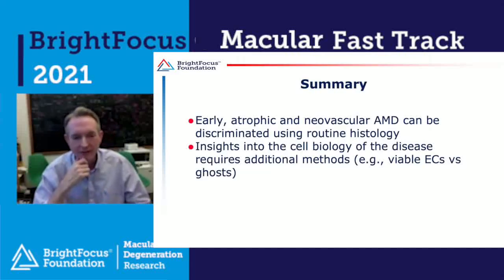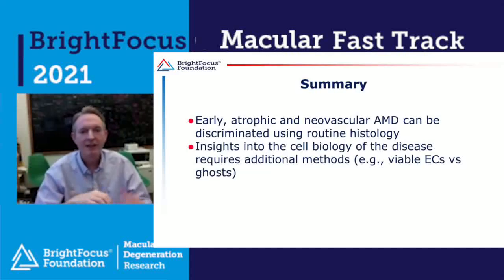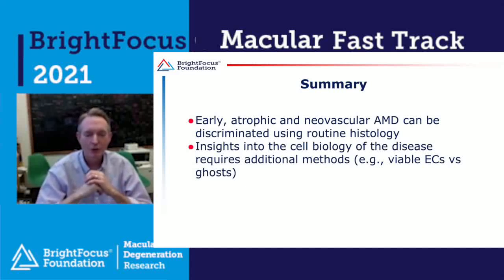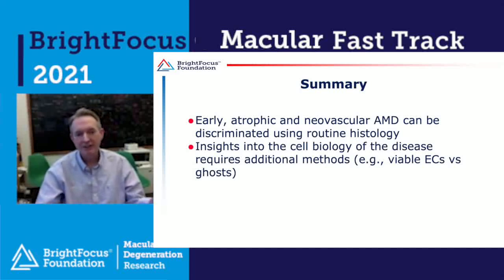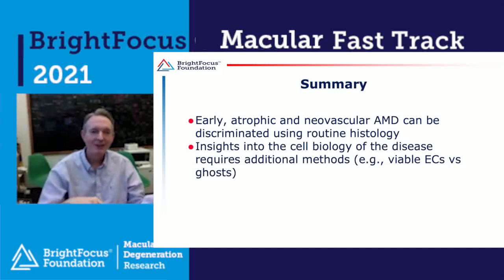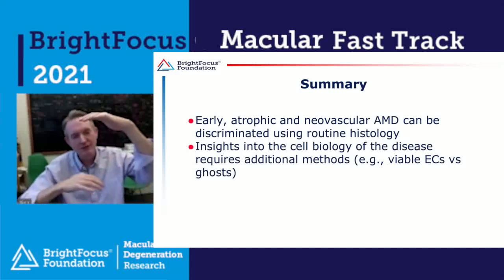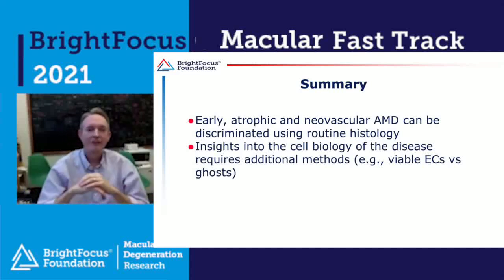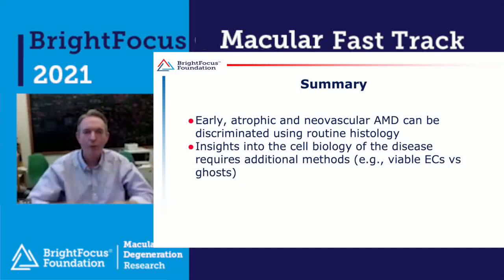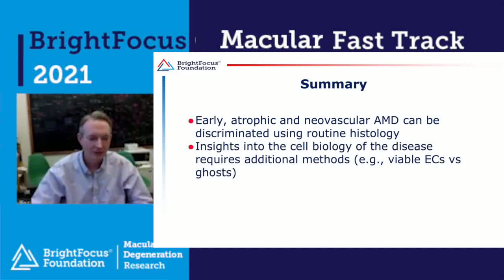So in summary, we can see changes in early atrophic and neovascular AMD. These can be discriminated using routine histology. Again, I think it's very useful to think of neovascular AMD as this accumulation of often scar tissue, with geographic atrophy being more a withering away of the normal tissue.